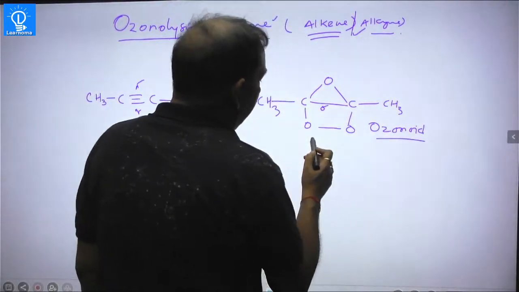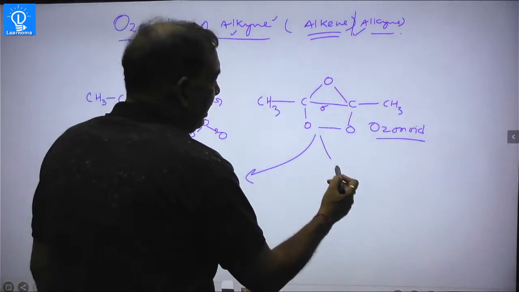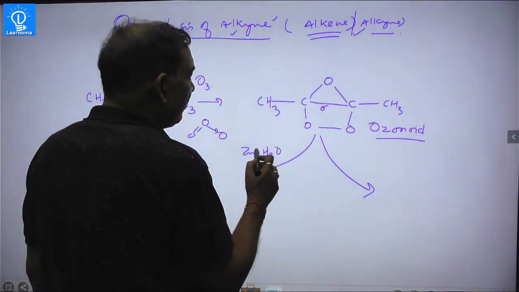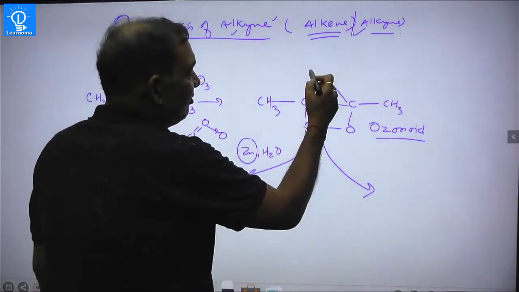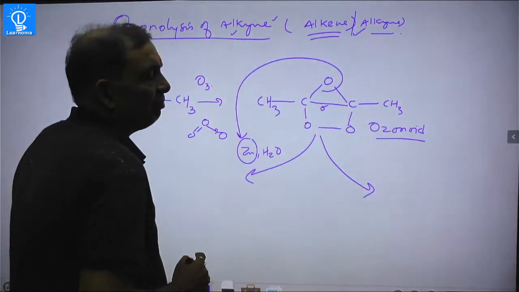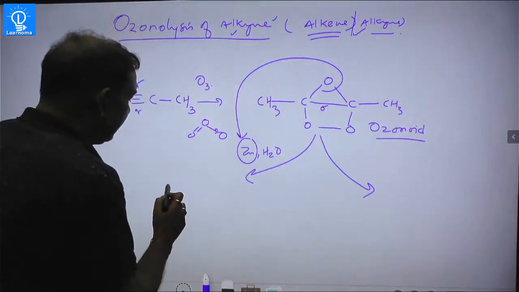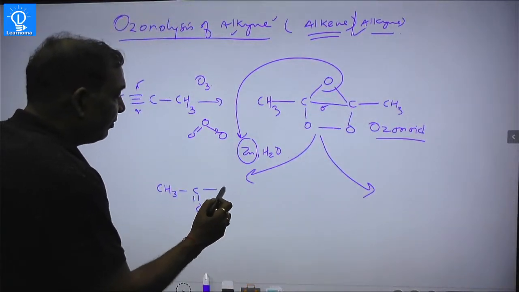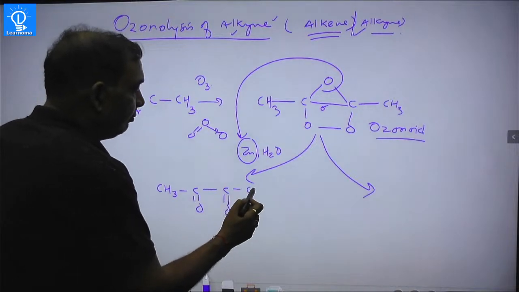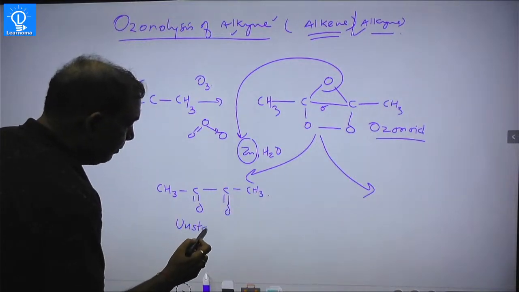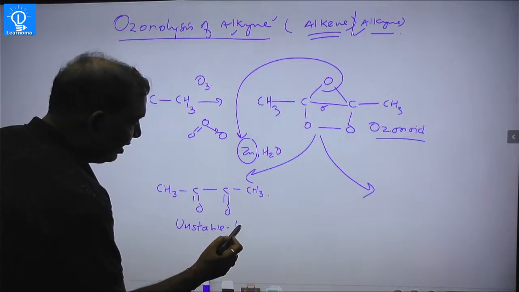Now 2 things take place. Same manner, zinc water, zinc is there, this will be jailed, and the remaining 2 will sneak inside the house. But now the house is not apart. It will form a diketone. Though unstable, but diketone.